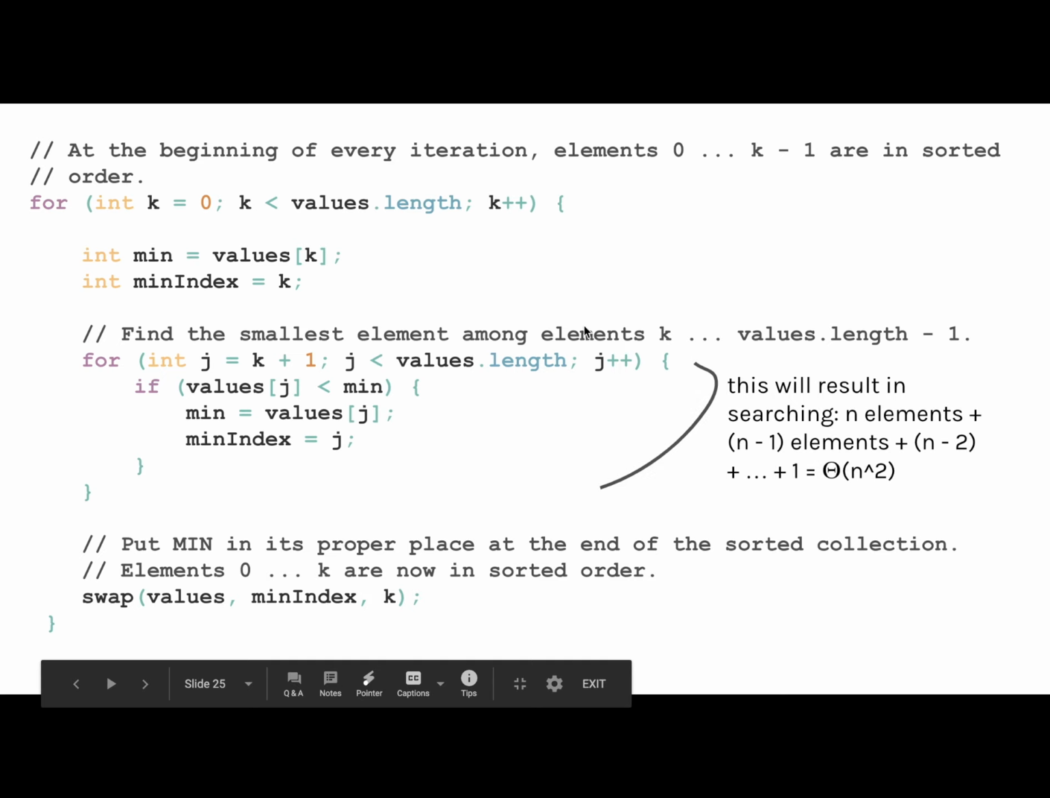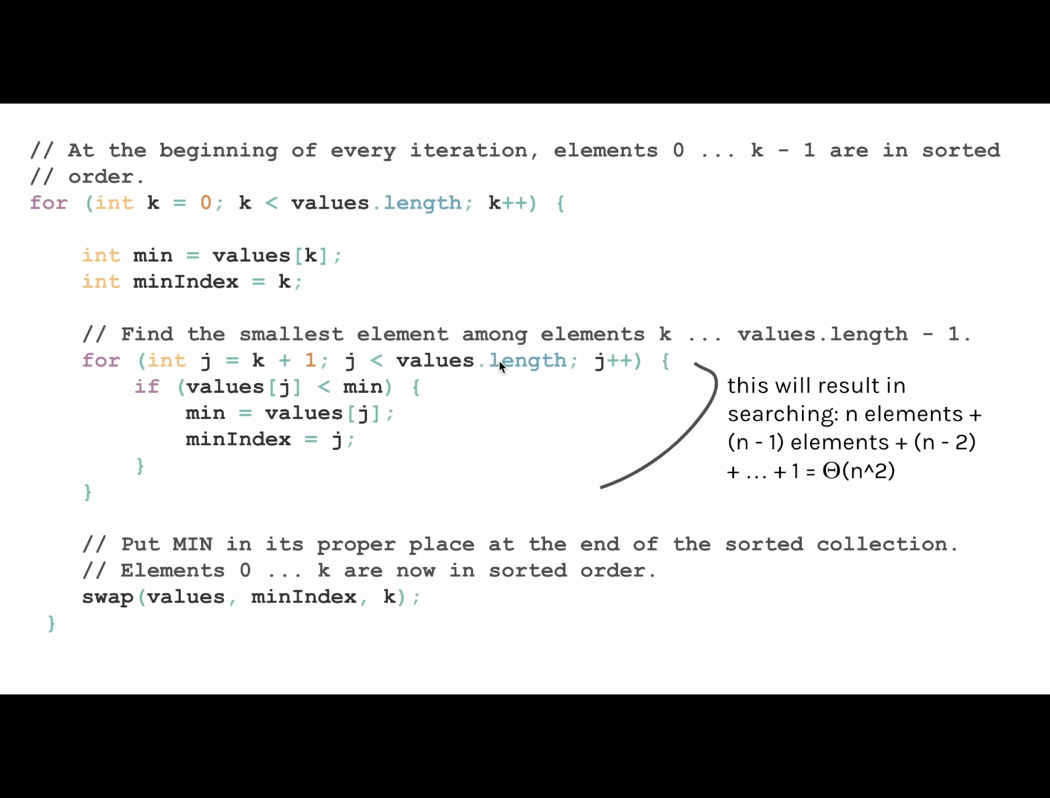So this for loop here means when k is 0, we're going to be searching n elements. Then when k is 1, we search n minus 1 elements. When k is 2, we search n minus 2 elements, etc. You get the idea. Eventually, we have this sequence like 1 plus 2 plus 3 plus ... plus n, which we've seen time and time again. That's n squared. So the runtime for selection sort is n squared, and this is always the case.